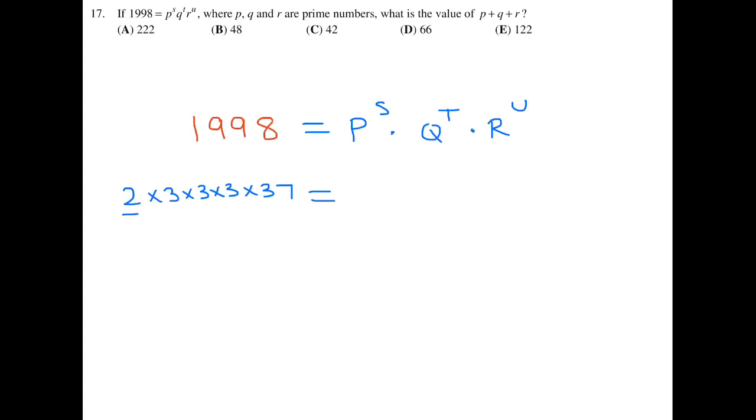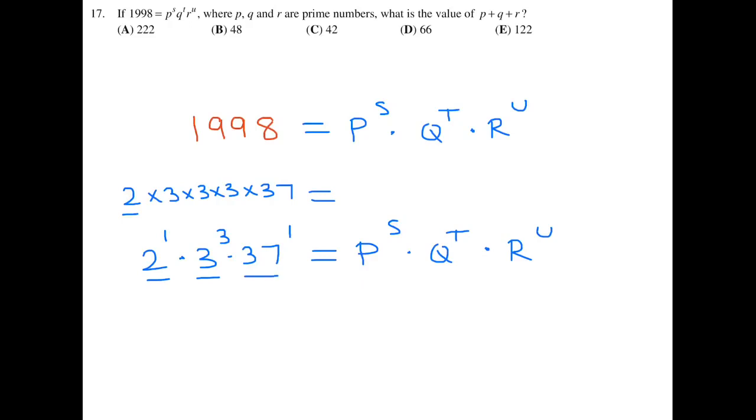So therefore this is equal to P to the S, Q to the T, R to the U. Now if we combine these into prime factors, we've got 2 to the power of 1, 3 to the power of 3, and 37 is a prime number, so it's 37 to the power of 1. And these are, of course, multiplications. So this represents P to the power of S, Q to the power of T, and R to the power of U. So P is 2, Q is 3, R is 37, S is equal to 1, T is 3, and U is 1.